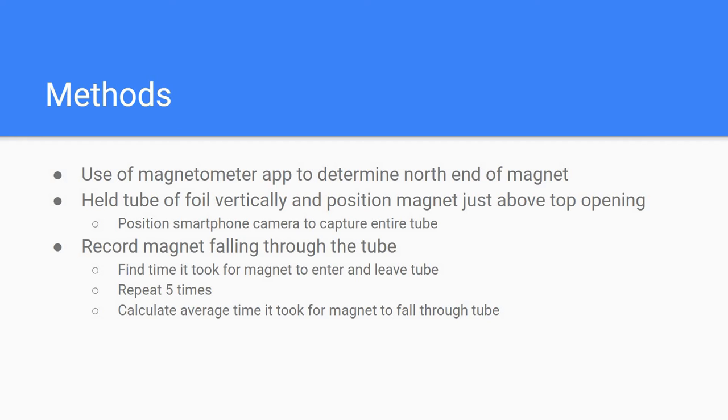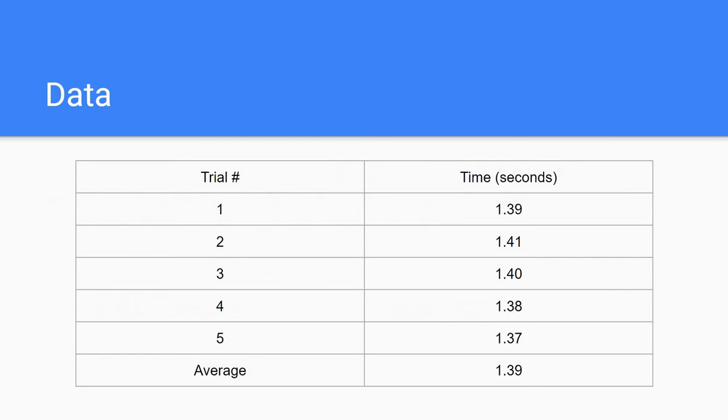This experiment was then repeated 5 times, and the average time it took for the magnet to fall through the tube was calculated between those 5 trials. As seen from the data and the 5 trials, the average time it took for the magnet to enter and exit the tube was 1.39 seconds.